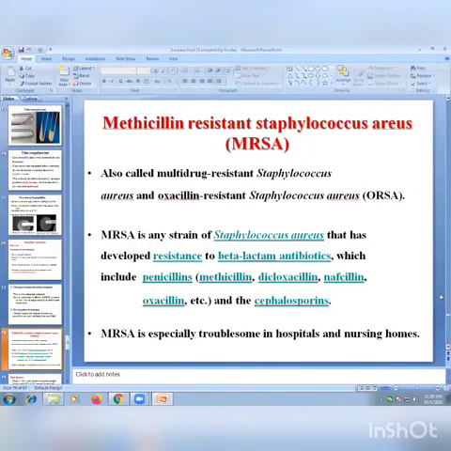Methicillin resistance, MRSA, is now very important: methicillin resistant Staphylococcus aureus. Nowadays they are causing hospital acquired infection, secondary infection. If the patient is admitted in the hospital, these organisms are present in the surroundings and cause infection. These are very serious infections. For treating these infections, nowadays we generally use antibiotics such as linezolid or teicoplanin.